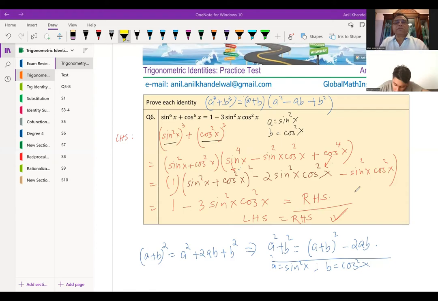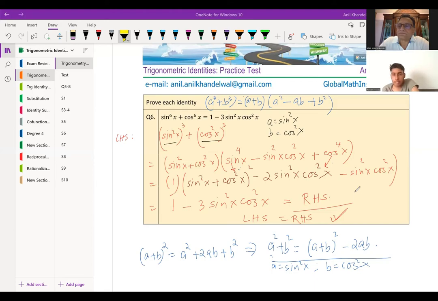Correct? So we started with sine to the power of 6x plus cos to the power of 6x, and we have shown that it is equal to 1 minus 3 sine square x cos square x. Perfect. Okay, sir. Yes, sir. So this was a complicated example based on trigonometric identities to start with. However, do you understand these steps?